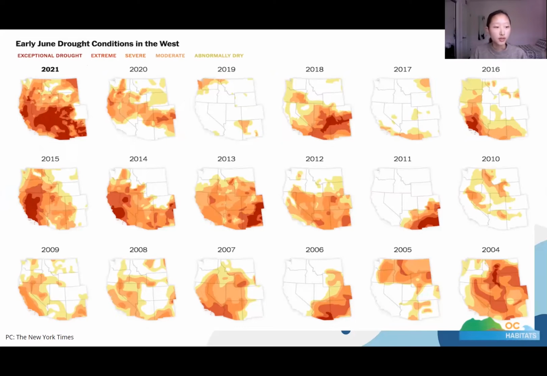This also uses the color patterns that we saw in the tables before, with the darker reddish colors being the most severe. And we do see some droughts in the past from 2015, 2014, 2013. We see lots of darker red. But in 2021, we have a strangely large amount of this reddish color, which is not a very good sign.